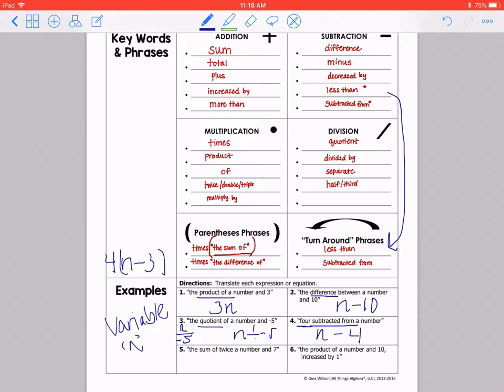5 has 2 things going on. It says sum and twice a number, so we have multiplication and addition. Twice a number would be written as 2 times n, and then the sum would be plus 7. 6, same thing. Product means multiply, and increased by means addition. So we have the product of n and a number 10, so 10n increased by, plus 1.